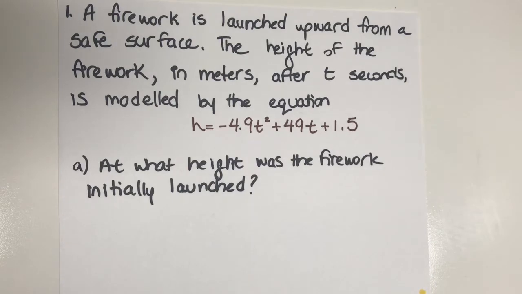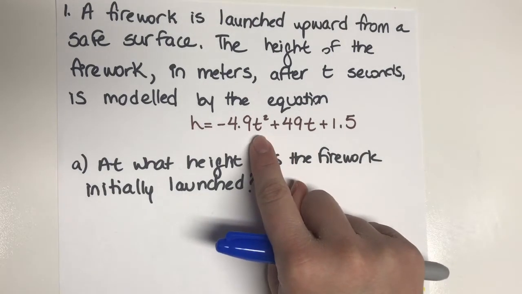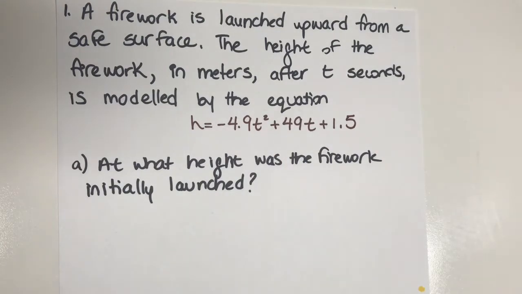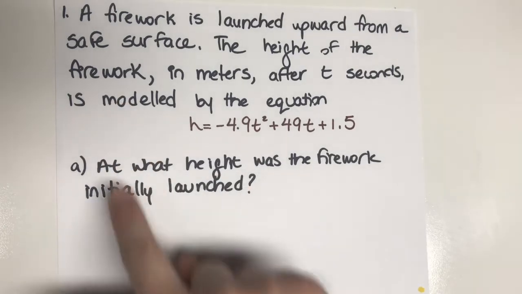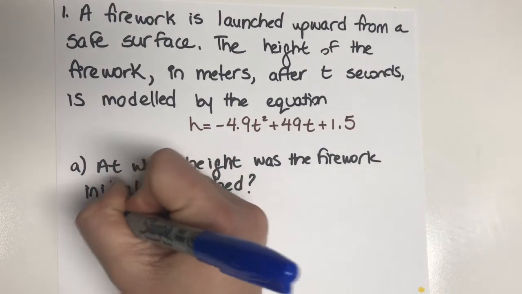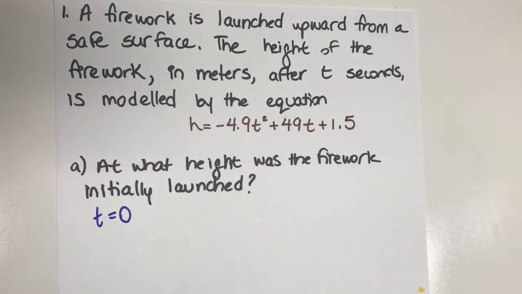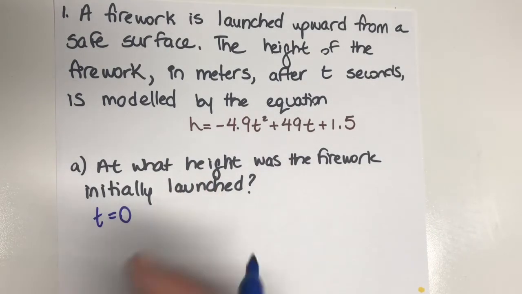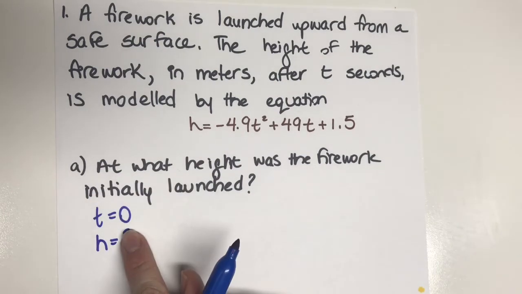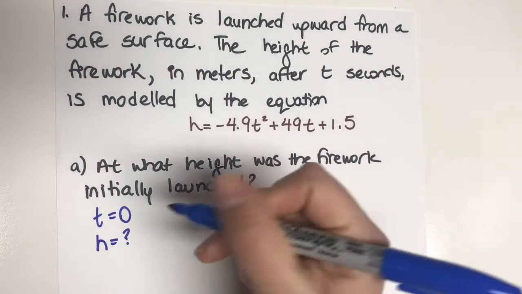When I'm asking for the height that the firework is launched from, well, we launch our firework when time is 0. At t equals 0, that means that I'm starting to count. So I've launched my firework, I start the timer. So t equals 0 is when it is initially launched. So I'm trying to find out what is the height when time is 0. So what I'm going to do is substitute t equals 0 into the equation.